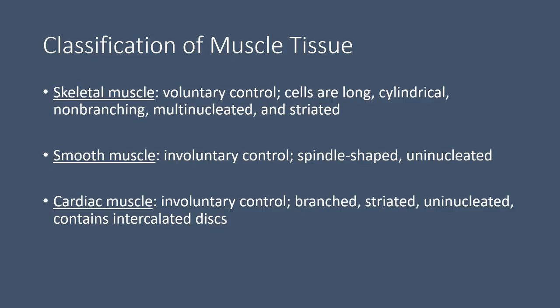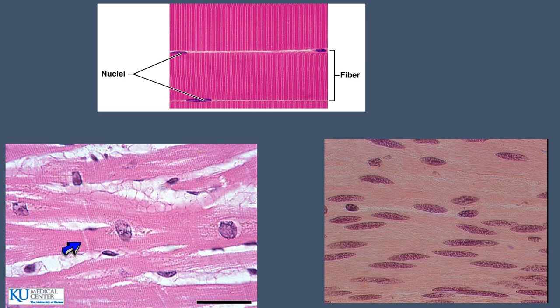For skeletal muscle, the cells tend to be very long and cylindrical. They're non-branching and they're multinucleated. For smooth muscle, it tends to be spindle-shaped and it's only got a single nucleus. Cardiac muscle is branched and it has a single nucleus as well. Skeletal muscle is what we call striated. It looks like it has a striping pattern, as you'll see in just a moment. Cardiac muscle also is striated. Smooth muscle is not. And then cardiac muscle also has what we call intercalated discs, which is easily seen when you look at a microscope slide.